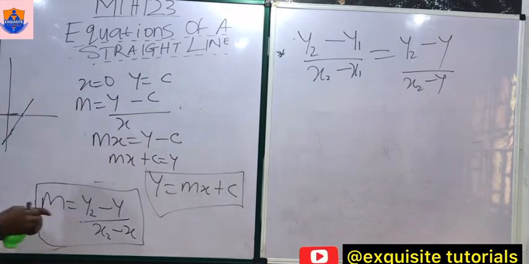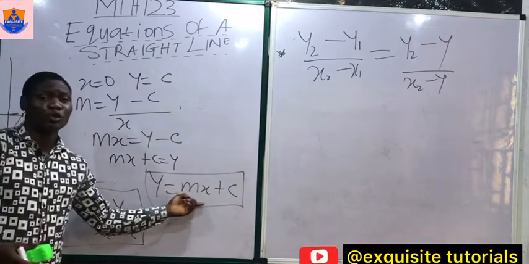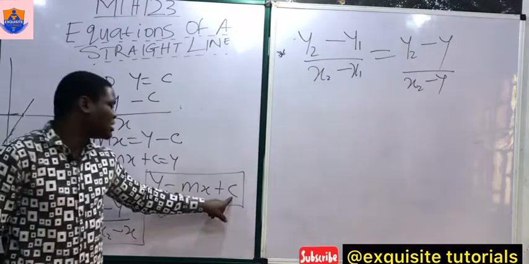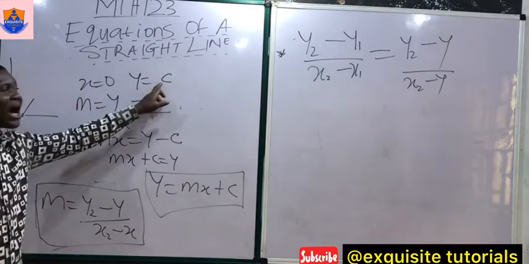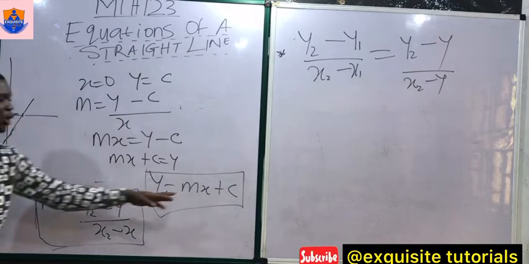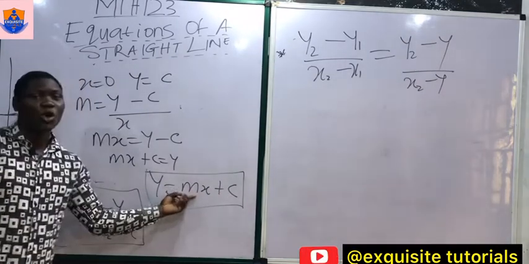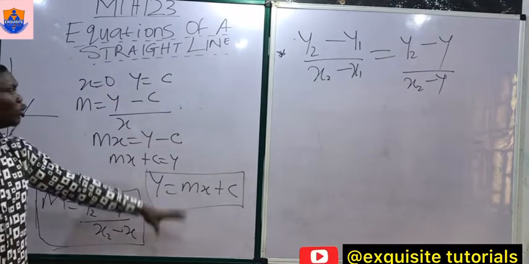This is the commonest form of the equation of a straight line, where you are given the gradient of the line and the intercept on the y-axis, not on the x-axis. You are given the intercept on the y-axis and the gradient of the line, and you can form the equation of that straight line.